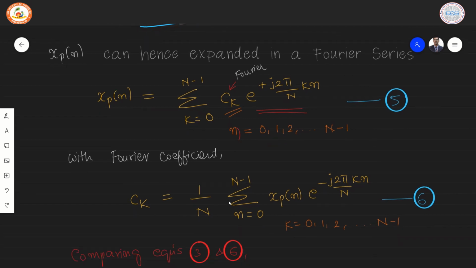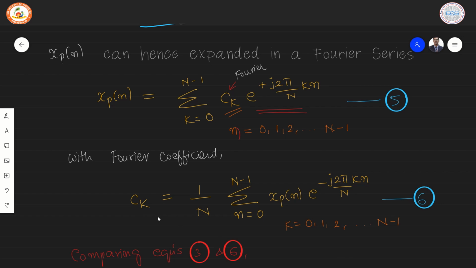The Fourier coefficient is described as ck is equal to 1 by N times summation n between 0 to N minus 1. Please note here the index is k, here the index is n. The input here is called xp of n multiplied with the exponent e power of minus j2 pi kn by N. So here we had plus, here we have minus. And the value of k for ck, k is between 0 to N minus 1.